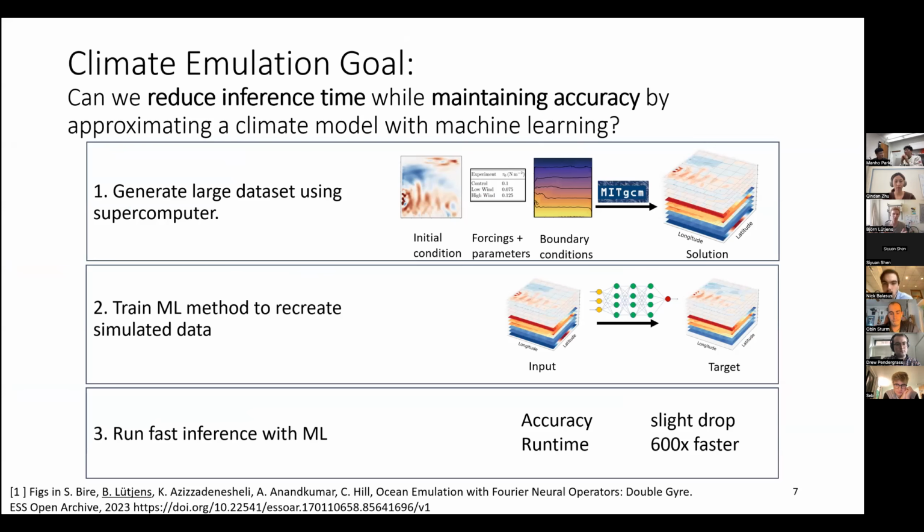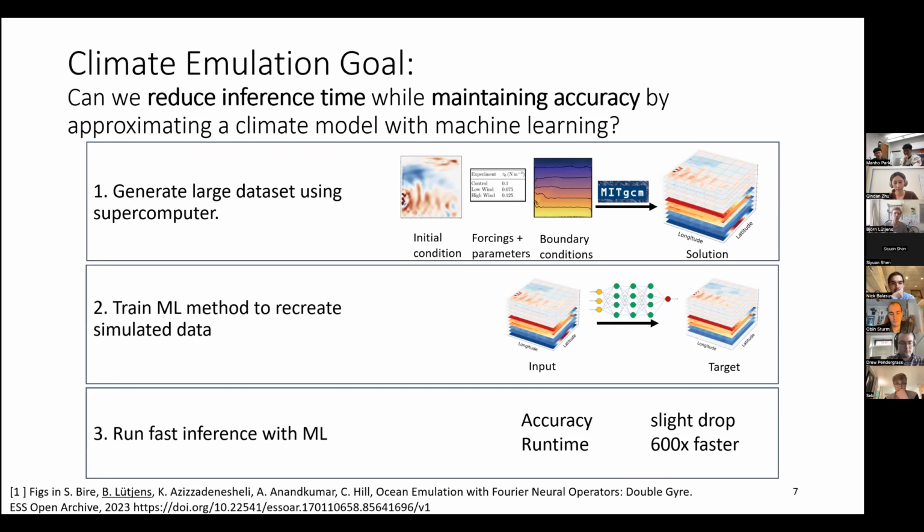So in this case, for example, led by the postdoc who's sitting next to me, we generated a large data set of a simplified ocean simulation using the MIT GCM climate model. Then given this very large data set, we have to decide which aspect, with which relationship within this data set, do we want machine learning to approximate.